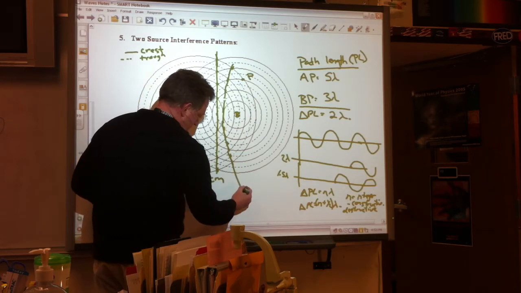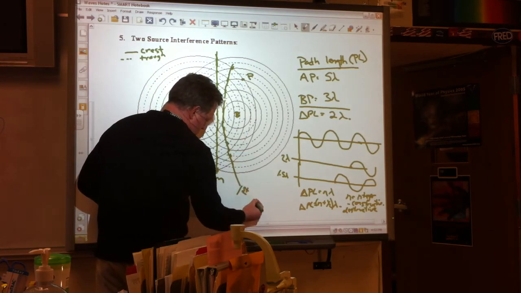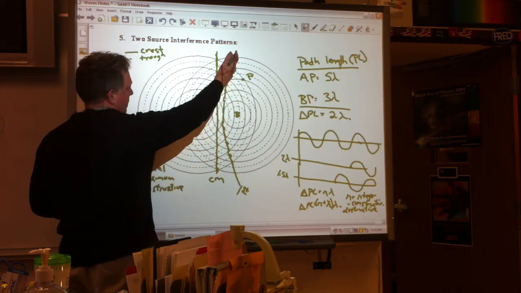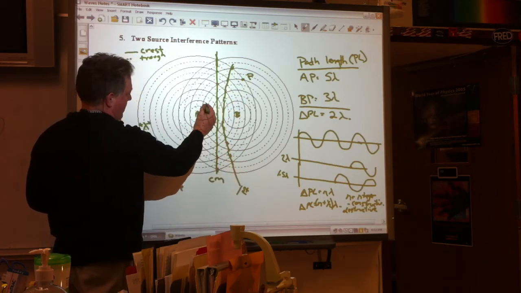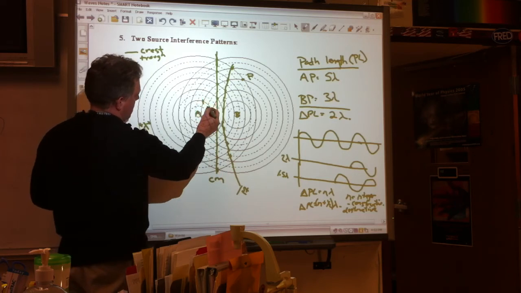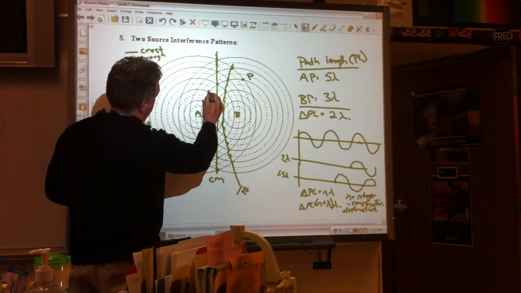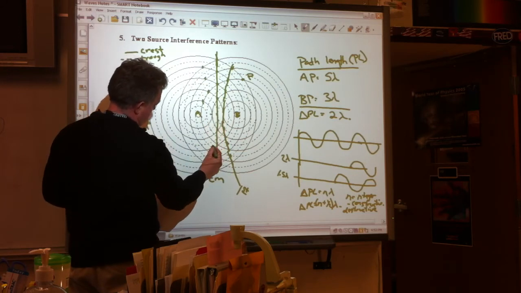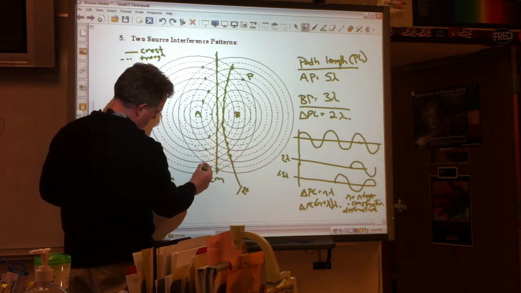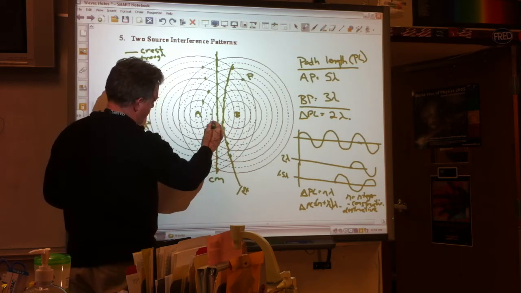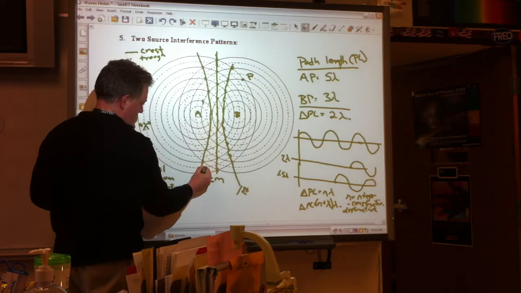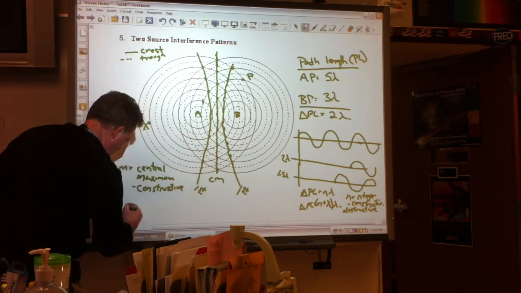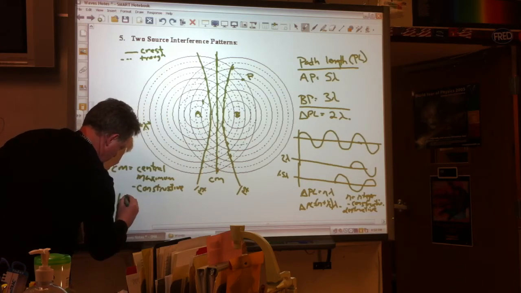Okay? And I'm going to label that first, and I'll describe what that means in a second. But this is symmetrical, so if I have a place of constructive on this side, I'll also have it over here. So I'm going to label this too. Okay, and this is just the same as this other one, so I'm going to label that first also. This is called a first order maximum.